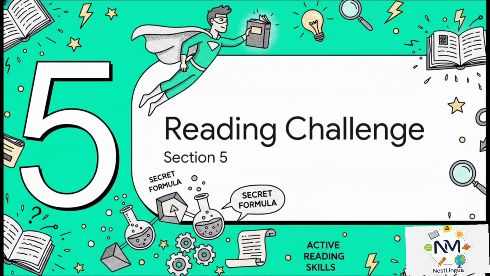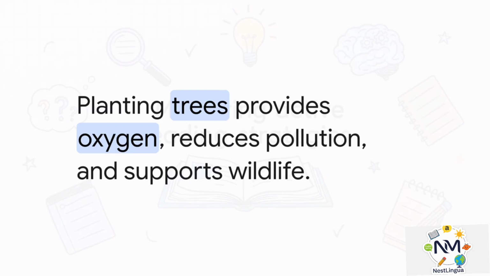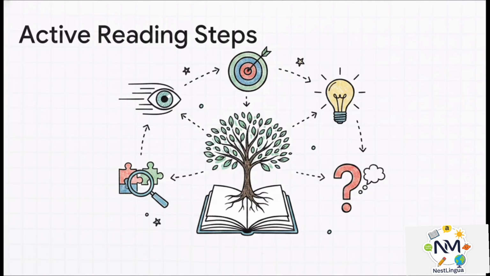Section 5 is our reading challenge. Let's put this into practice. Okay, you have the superpowers and you have the secret formula. Let's do one final interactive challenge to test your brand new active reading skills. Take a look at this short paragraph. It explains how planting millions of trees provides oxygen, reduces pollution, and supports wildlife. Just like before, I want you to pause the explainer once more and actively read this new text about environmental responsibility. Let's move to the checklist and see how this builds your confidence.